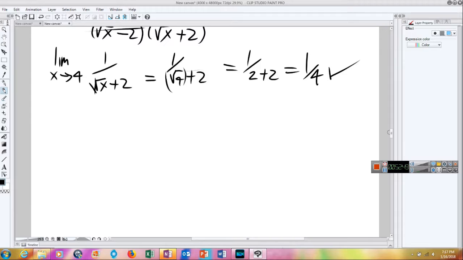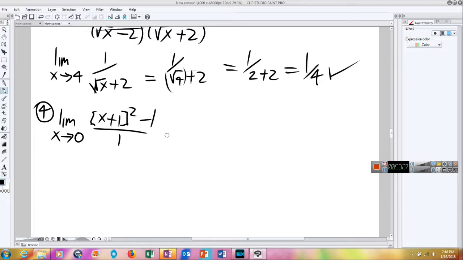So now we're going to go to number 4. And please don't hate me for this. Limit x tends to, guess what it is? Is it 5? No. Is it 4? No. Is it 2? No. 0. The limit x tends to 0 for the function (x plus 1) squared minus 1 over x. And you're like, Ryan, what the heck, man?